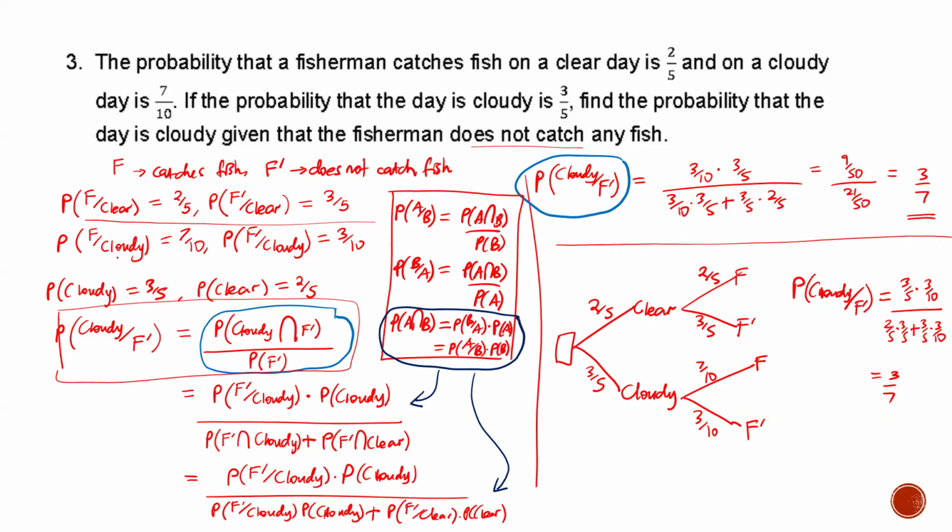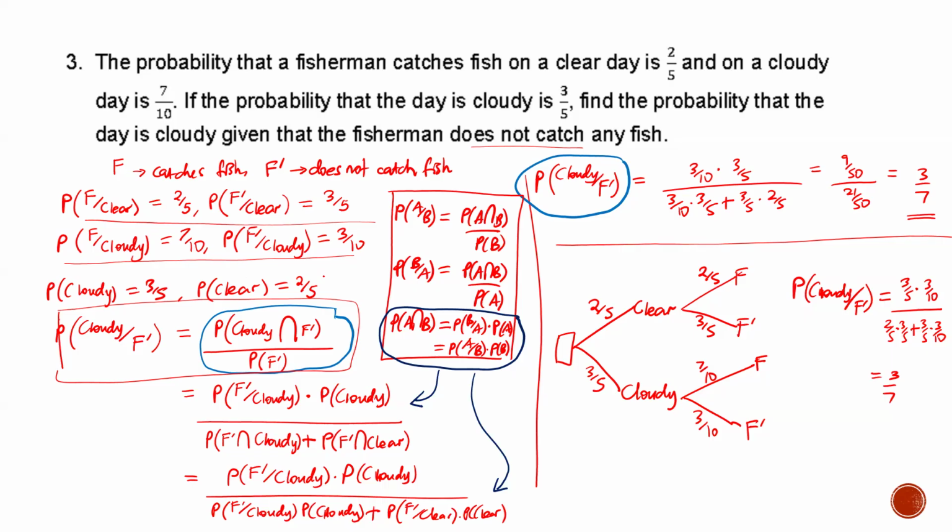The probability that he catches fish on a cloudy day is 7 out of 10. So given that the day is cloudy, the chances that he'll catch fish are 7 out of 10. That's this condition right here. And therefore, the chances that he won't catch fish on a cloudy day will be 1 minus 7 out of 10, which is 3 out of 10.